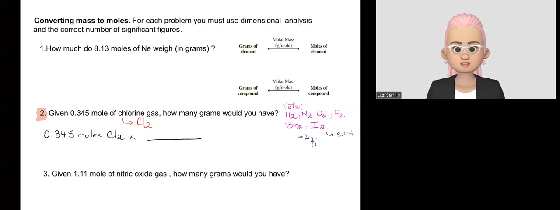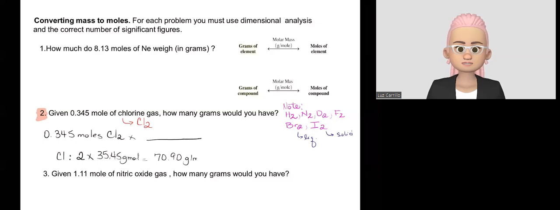So to find the molar mass of Cl2, I have to say, well, for my chemical formula, I have 2 chlorines. And since the molar mass, or in other words, the atomic mass of chlorine is 35.45 grams per mole, that means that for this diatomic element, when I multiply 35.45 times 2, that shows that specifically Cl2 has an atomic mass of 70.90 grams per mole.